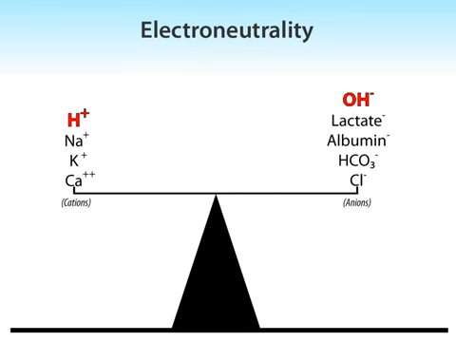According to the law of electroneutrality, the number of positive and negative charges within a solution must be equal. This picture shows a balance scale with common cations and anions on each side. What happens when lactate levels acutely rise? Something must provide balance. In the short term, hydrogen and hydroxide ion levels rebalance the scale.